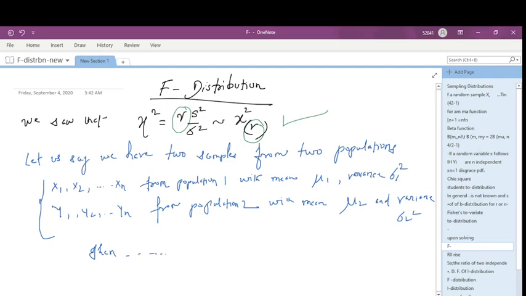So let us say we have two samples from two different populations. One is x1, x2 up to xn, taken from population 1 with mean mu1 and variance sigma 1 square, and the other is y1, y2, up to yn from population 2 with mean mu2 and variance sigma 2 square. We are taking samples x1 to xn from population 1 and y1 to yn from population 2, and we will use this formula to further understand the Fisher distribution.